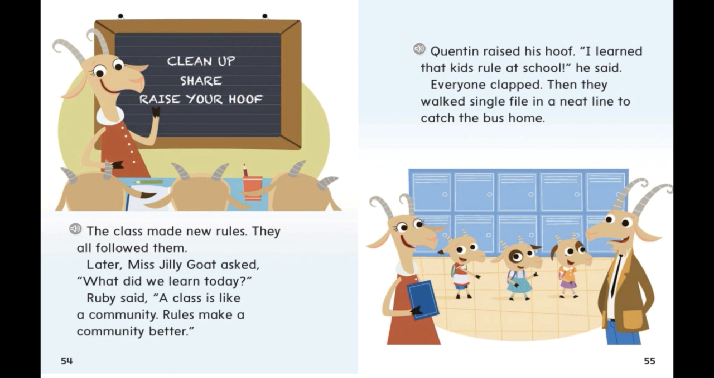As I continue to look for cause and effect in the story, I noticed that because the kids' rules were not good, they created new rules. Creating new rules is an effect. The kids' rules were not good is the cause. And as I read later, creating new rules is a cause for something else that happens. At the end of the story, the kids walked in a neat line to catch the bus home because the kids made new good rules, and they're a lot happier.